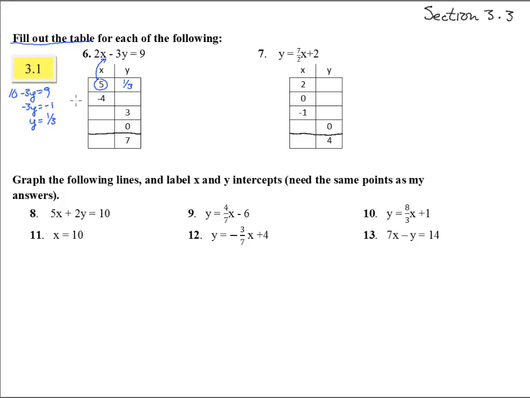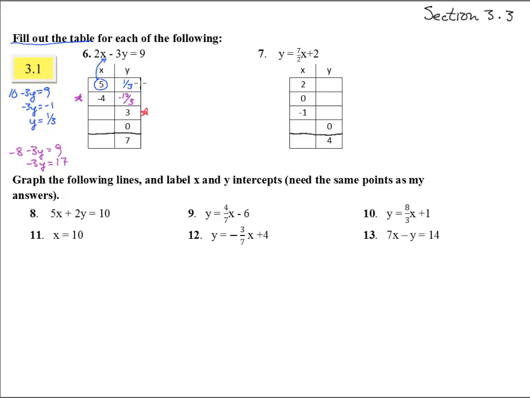Next one, let's do that guy right there. Negative 4 up there gives us a negative 8 minus 3y equals 9. Add 8 to both sides, and we get negative 3y equals 17. Divide by a negative 3, and we get negative 17/3. Or if you'd like to, you could write that as negative 5.67 or somewhere around there. That'd be fine.